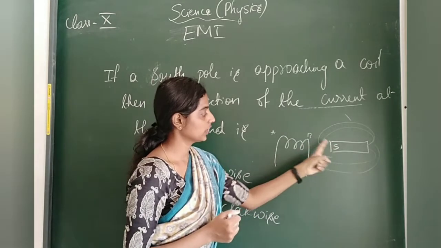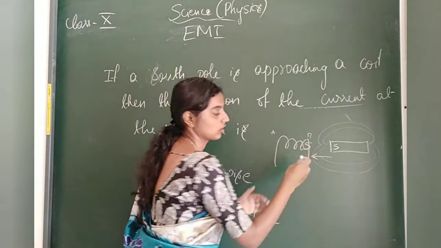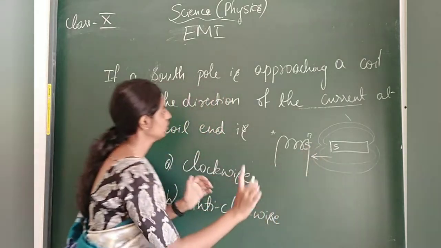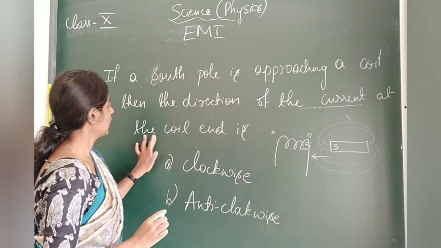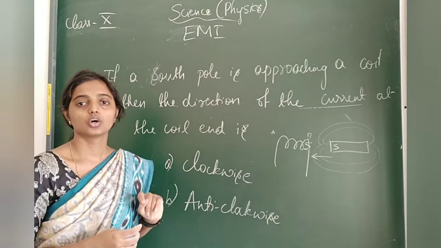If we have a south pole here, this will act as a south pole for what? To repel, right? So hence they both act as a south pole. What is our next question? Direction of the current at the coil. And now use the clock rule.